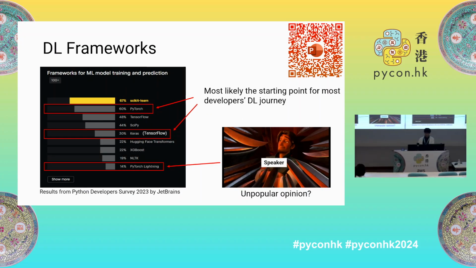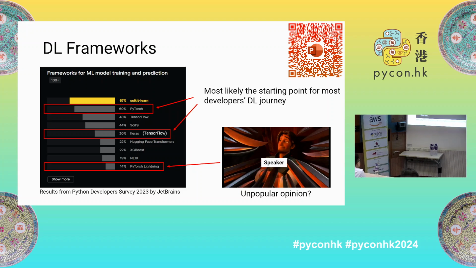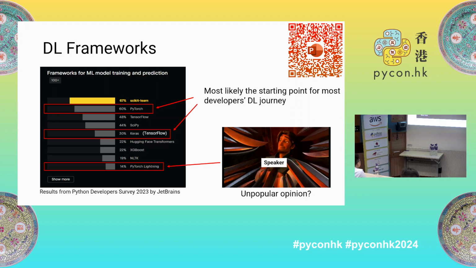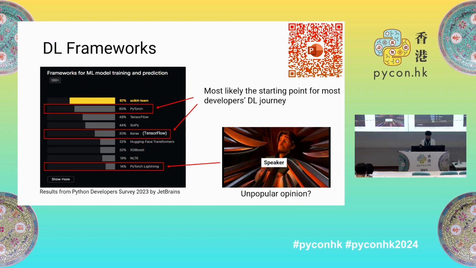And here we have part of the results from the Python developer survey conducted by JetBrains, showing the most commonly used machine learning frameworks. While we see SciPy and scikit-learn are very commonly used frameworks, they are not specifically designed for deep learning, so they are a bit outside the scope for our talk today.